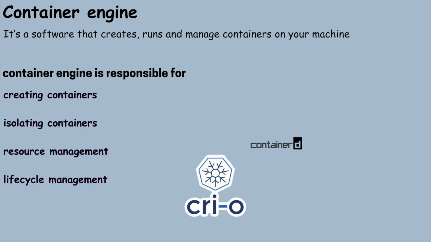Let's discuss container engine now. Alright, we have seen how containers make microservices portable and efficient. But how do these containers actually run on our systems? That's where the container engine comes in. A container engine is software that creates, runs and manages containers on our machines. The most popular engine is Docker. Docker allows developers to build container images, run them as containers and manage them easily. Other container engines like containerd and CRI-O also exist.